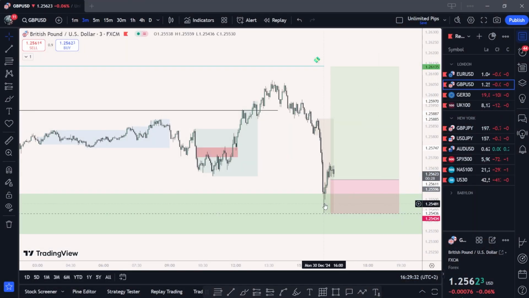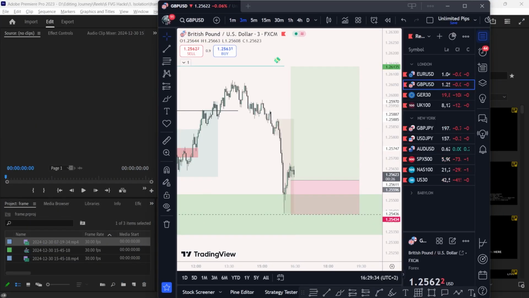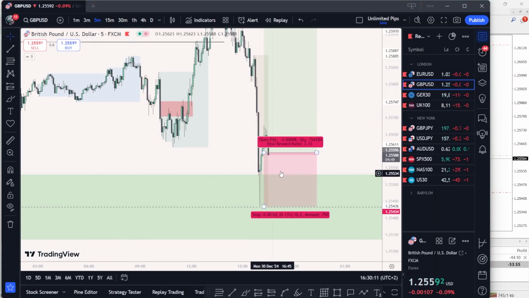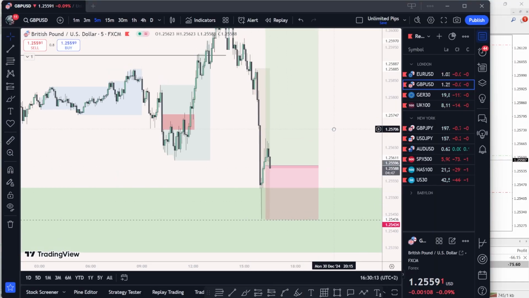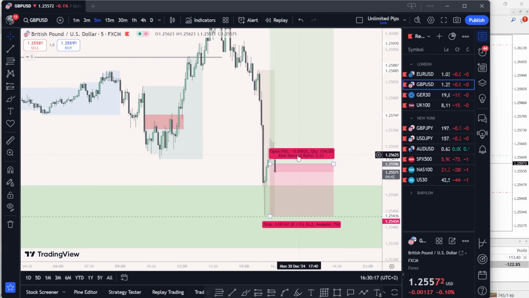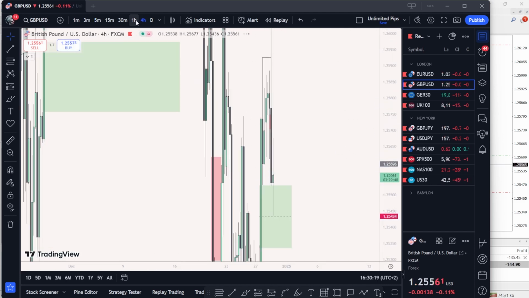We actually ended up entering in GU. I'm gonna explain really shortly why. We came and tapped that 0.5 of the FVG, then just made a gap. That's pretty much it. We just made a gap. Why I'm confident enough in entering off a gap like this is because of a 4-hour POI.